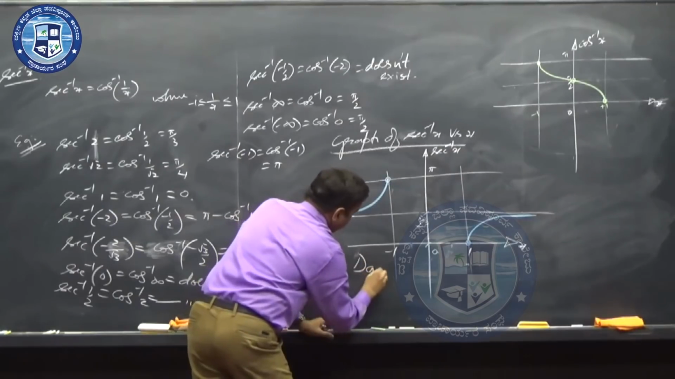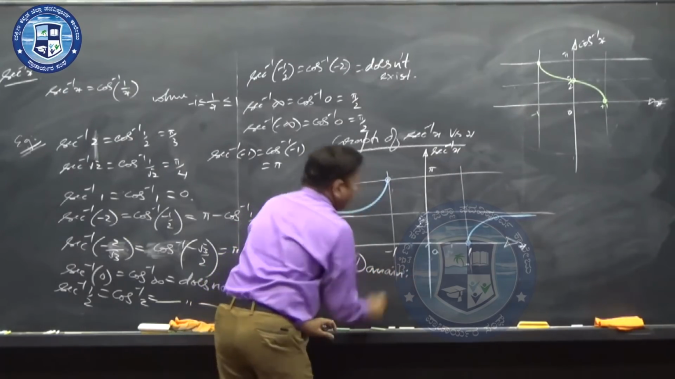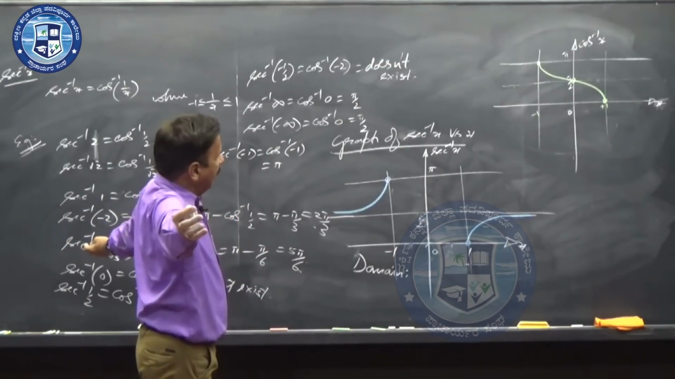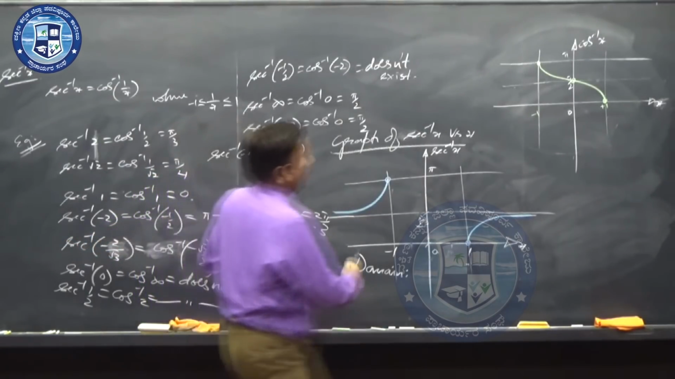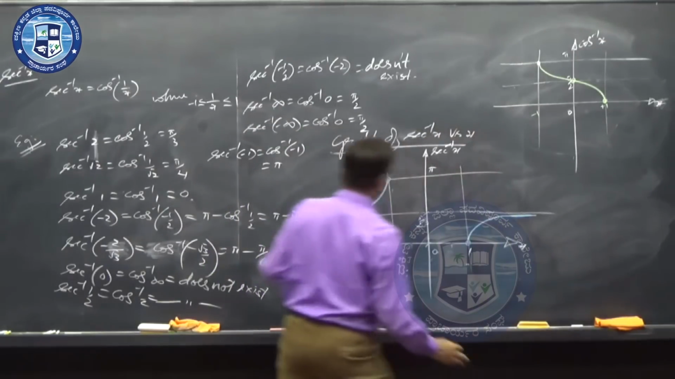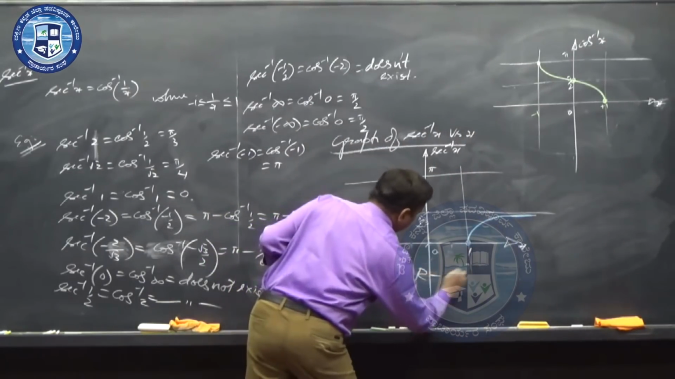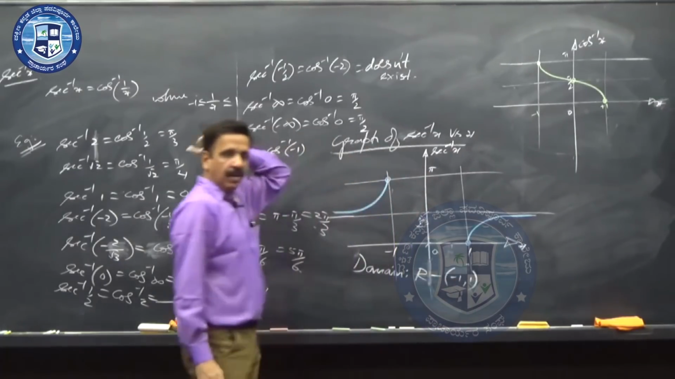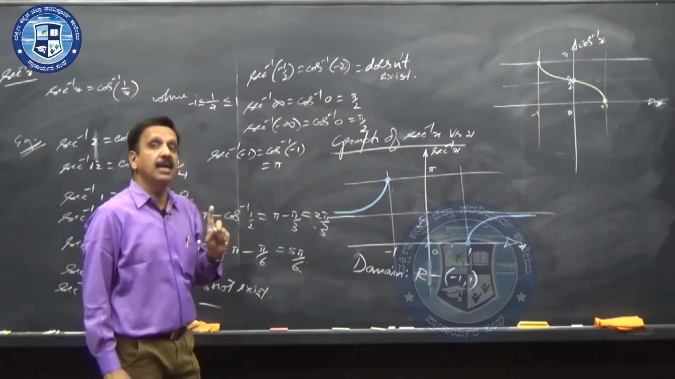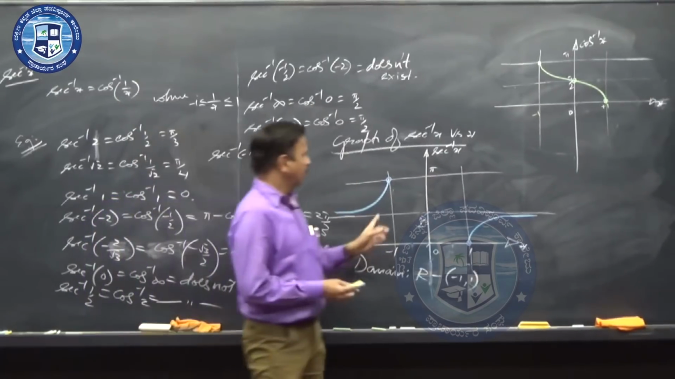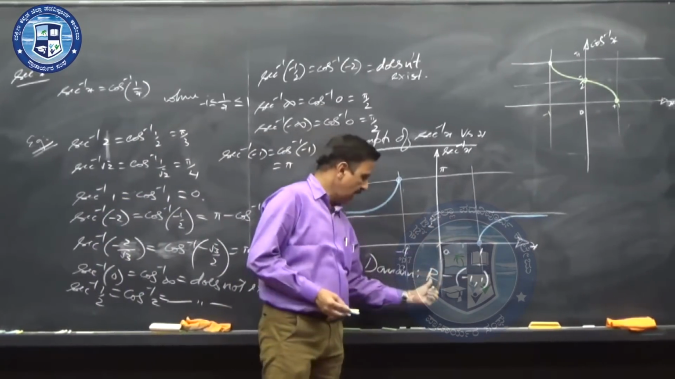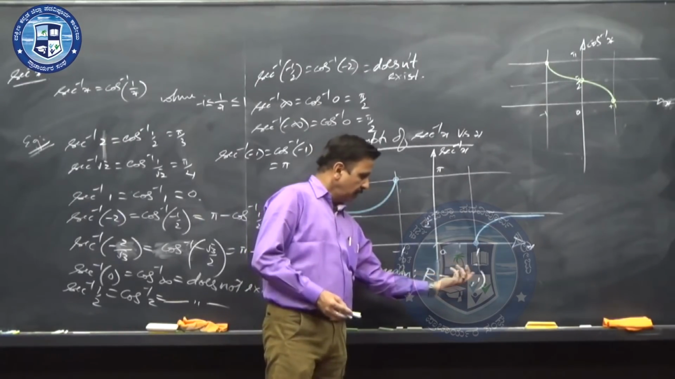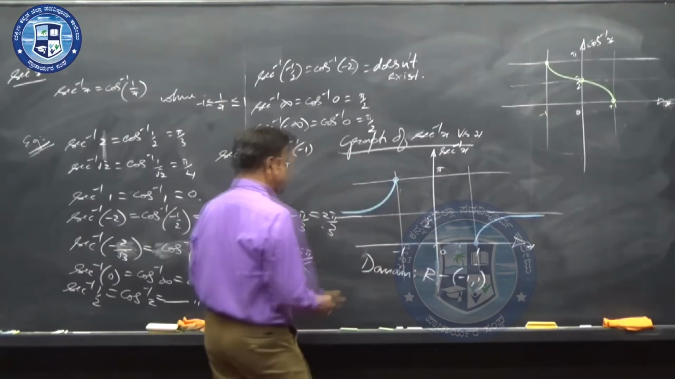Domain, let us see what the domain is. Domain is nothing but the values of x. x can take any real value after 1 and before minus 1, any real value outside minus 1 comma plus 1. It can't take any value between minus 1 and plus 1. 1 it can take, minus 1 it can take, but any value between minus 1 and plus 1 it can't take. That's why it is R minus the open interval between minus 1 and plus 1.